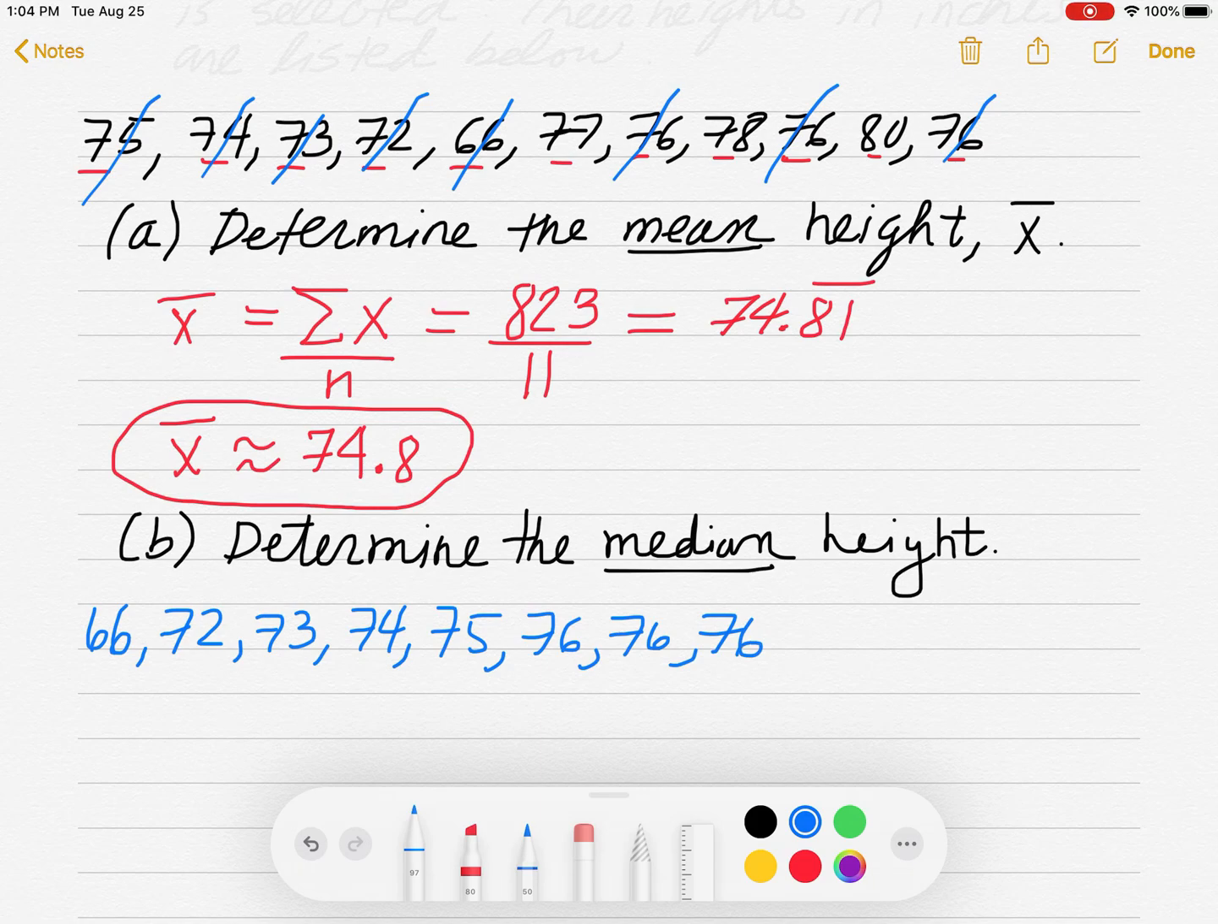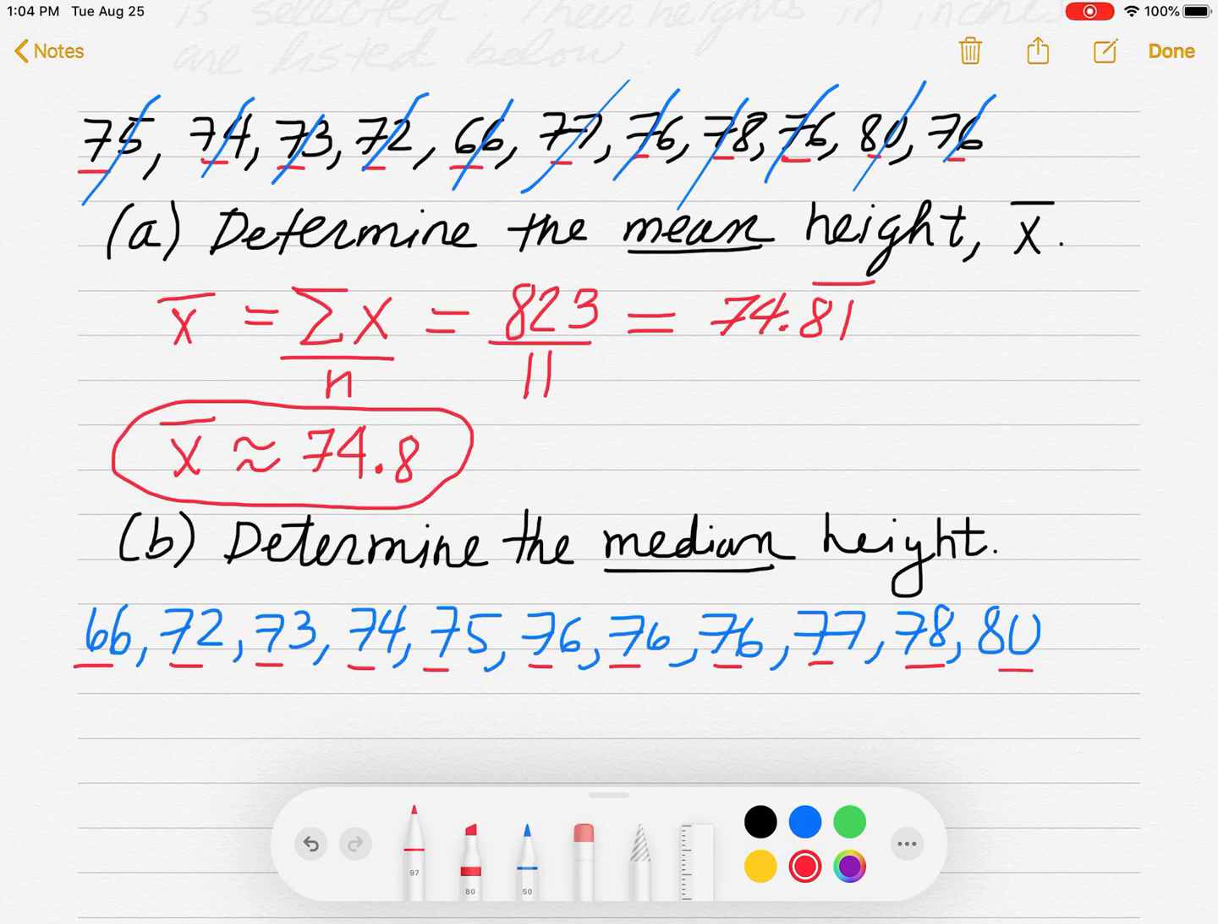I'm crossing them off as I go along. The next number would be 77, 78, 80. And I think I got them all. Oh, I forgot to cross off that 77. Sometimes for some reason the iPad doesn't cross off when I touch it. Do I have all 11 numbers here? Let's see. 1, 2, 3, 4, 5, 6, 7, 8, 9, 10, 11. Okay, I got all 11.